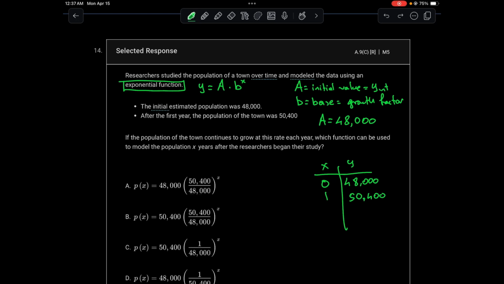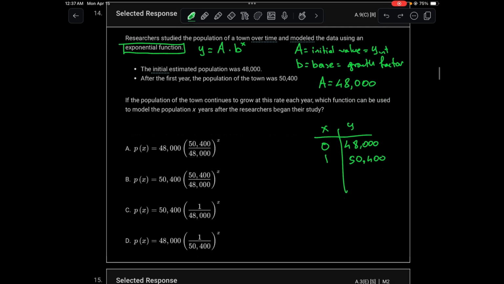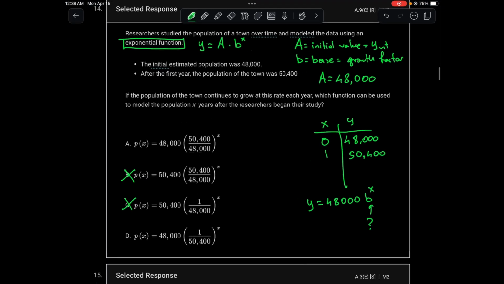Well, how am I going to do this now? First of all, maybe I can narrow down some of the answer choices. A needs to be 48,000, so it needs to be y equals 48,000 times b to the x. I don't know what b is, but I see that 48,000 is in 2 spots. Okay, so I can eliminate B and C. It's not going to be them.